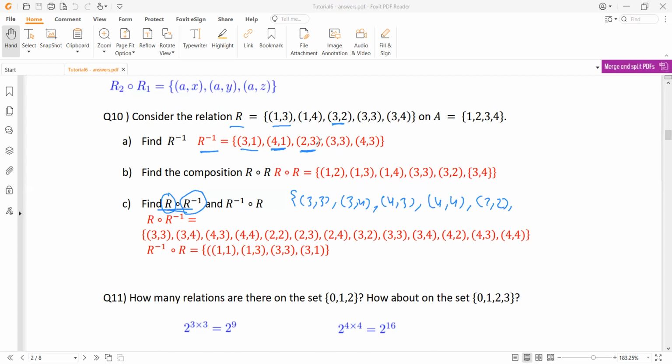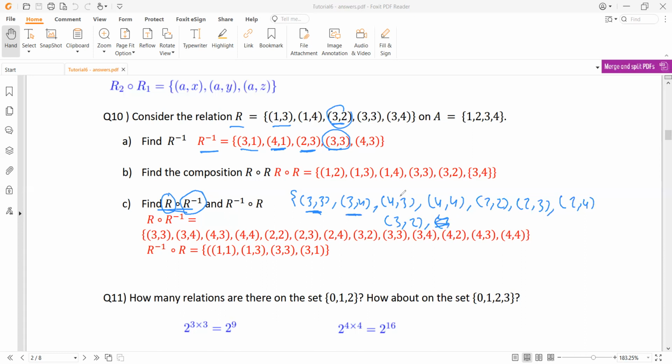And 2, 3 combined with 3, 3. So it gives 2, 3. And 2, 3 combined with 3, 4. It gives 2, 4. And again, here, 3, 3 combined with 3, 2. So it gives 3, 2. 3, 3 combined with 3, 3. It gives 3, 3, but it's already listed before. You don't have to count it again. 3, 3 with 3, 4. It gives 3, 4, and I don't have to write it again.